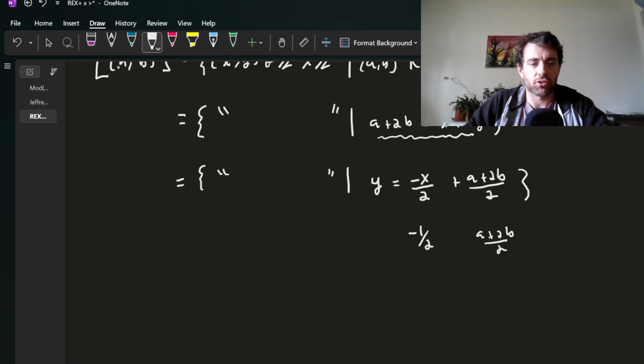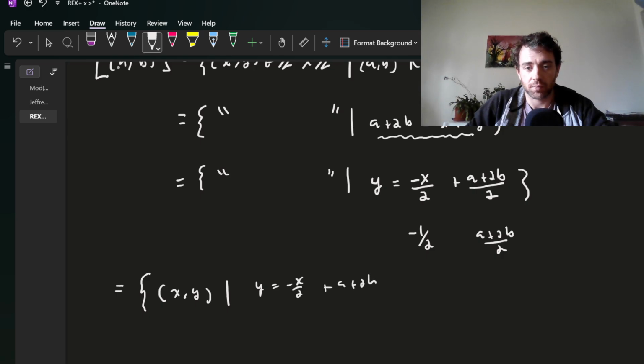Okay, so in other words, the equivalence class is going to be the set of all pairs x and y such that, what is it? It has to be on this line. So we have this equation that has to be satisfied, right?